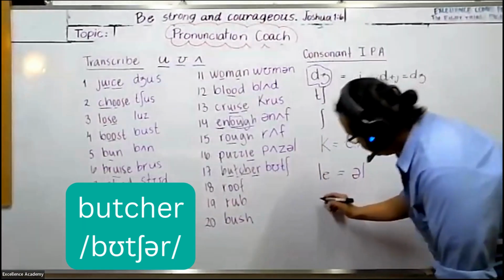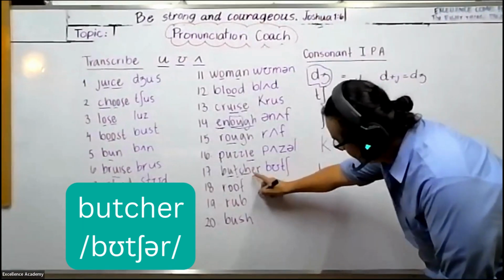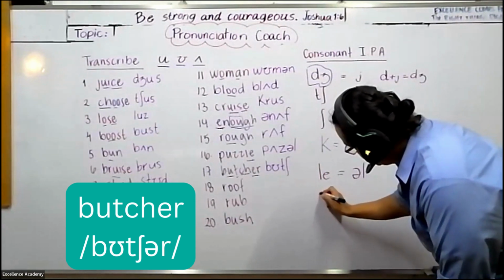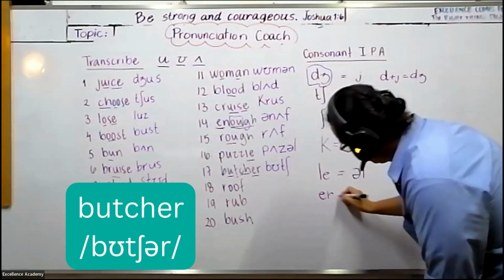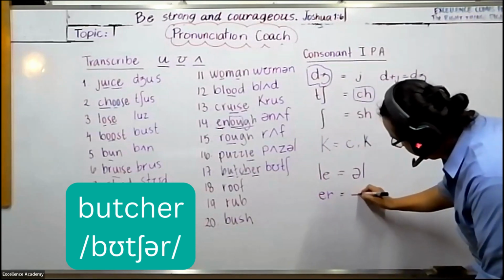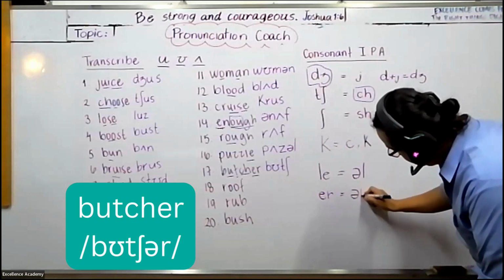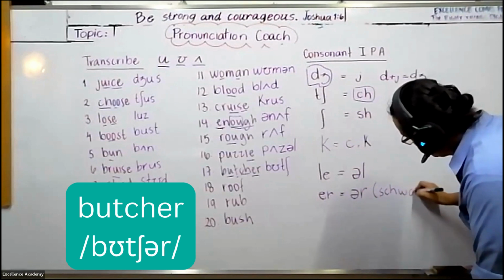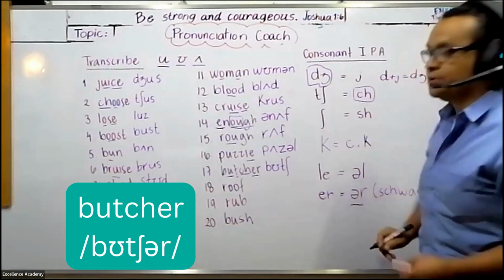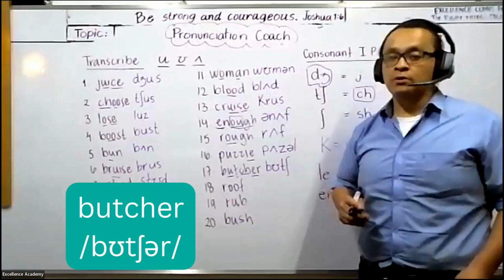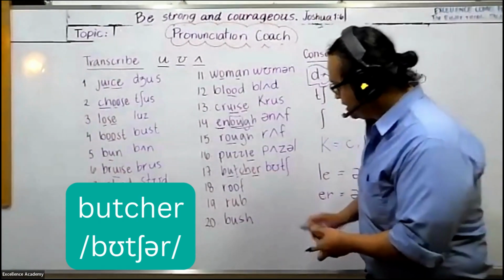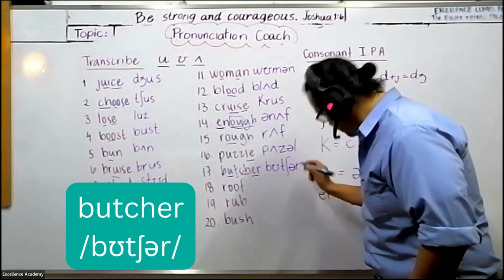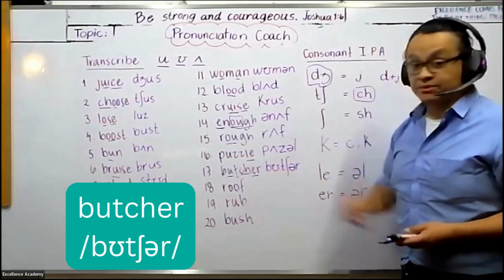And the final sound is an uh sound. This is what we call the schwa. The schwa is the combination of the weak vowel plus the letter R. So when we have this type of spelling, an E and an R, the transcription of this is the weak vowel and the letter R. When these two are together, we form something called the schwa. So here, let's transcribe the schwa at the end of the syllable. It's a weak vowel with the letter R. And there we have the proper pronunciation of butcher.